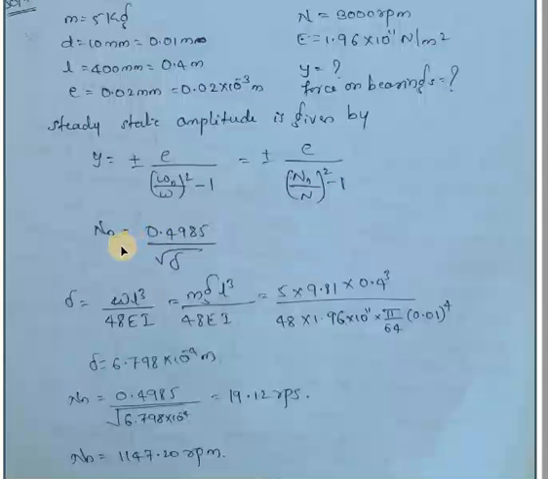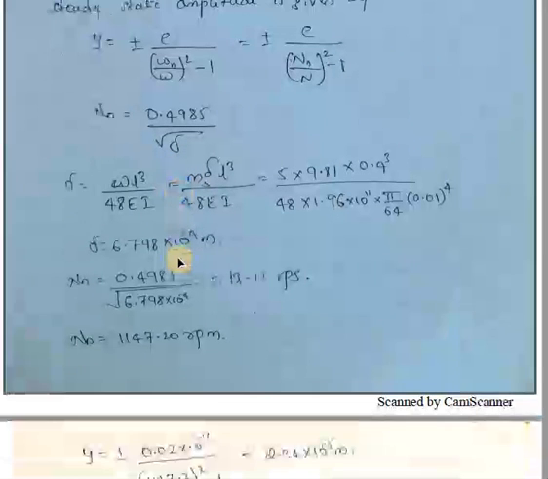But we have the equation for Nn as 0.4985 divided by root of delta, that is the static deflection, and he has given that it is a simply supported beam condition, so delta will be WL cubed by 48 EI. Substituting all these values, you will get delta as 6.798 into 10 raised to minus 4 meter.